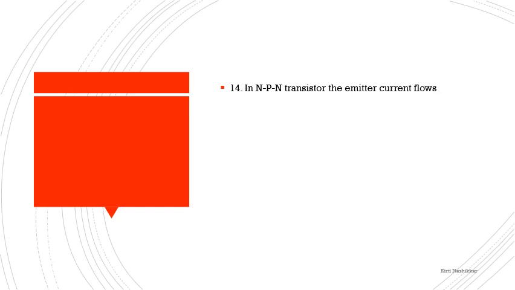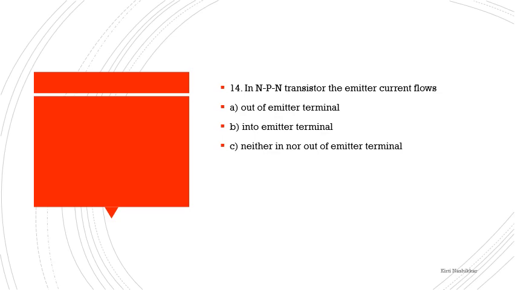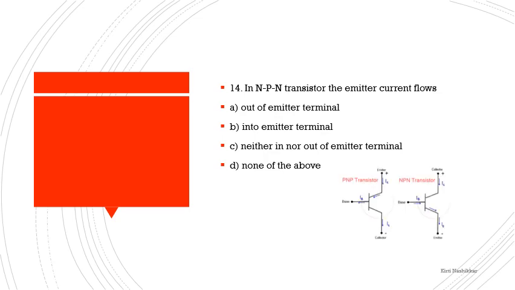Then in NPN transistor, the emitter current flows out of emitter terminal, into emitter, neither in or out, none of the above. So NPN, as I told you, the direction is outwards, so it is flowing out of the emitter. In the symbol only we are showing the direction of conventional current, so it is in the outward direction, so that's why out of emitter terminal is the correct option.